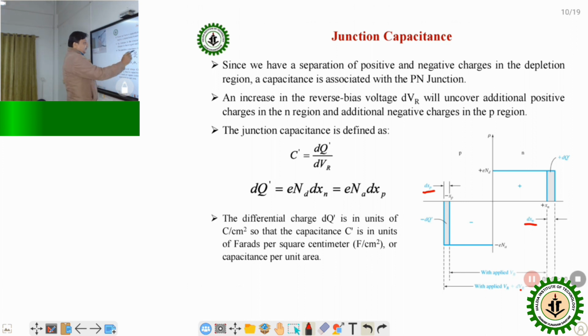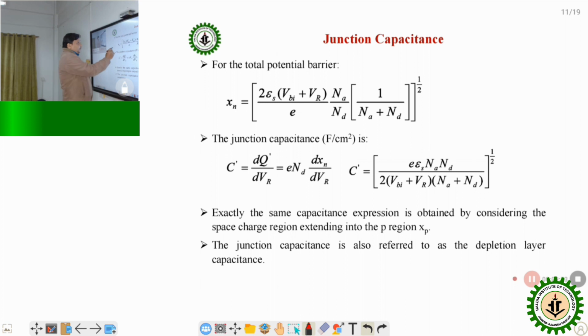Due to these changes we can find the capacitance C is equal to dq by dVR, where dq is the differential charge, and dq we can define as q Nd dxn is equal to q Na dxp. The change of xn and the change of xp we can find out. If we derive this equation, then we can find the dq. We know xn is expressed by this equation. The junction capacitance C is equal to dq by dVR is equal to q Nd dxn by dVR.